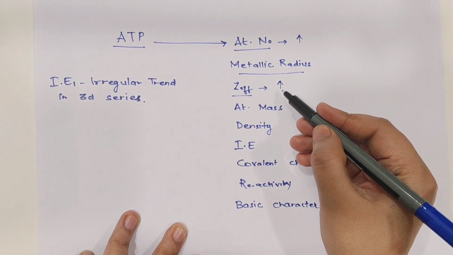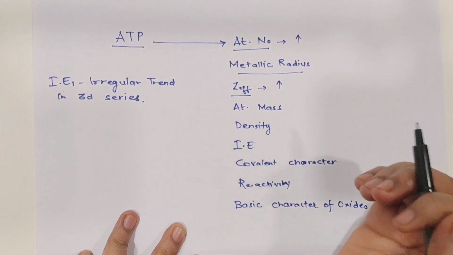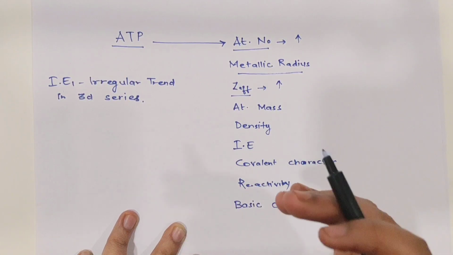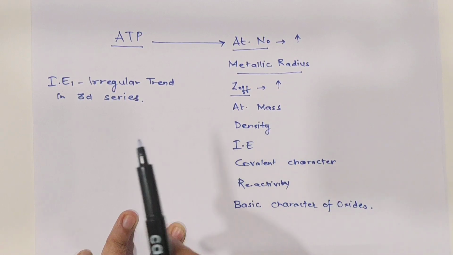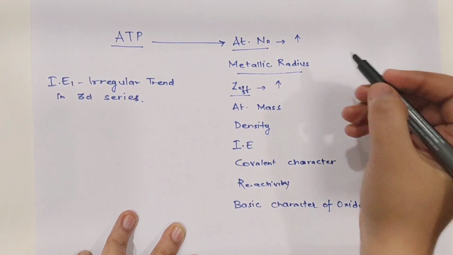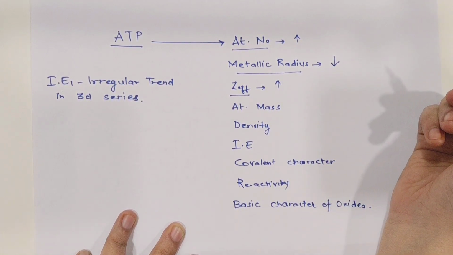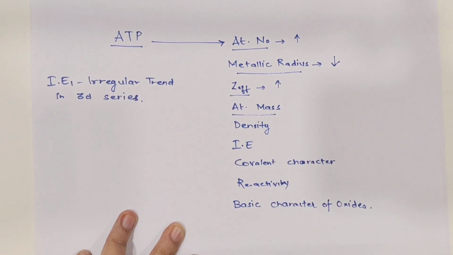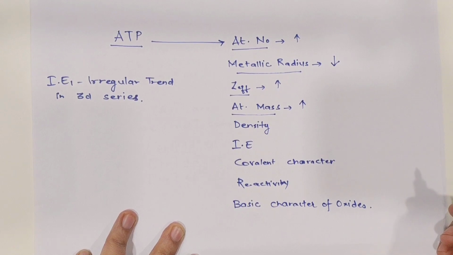Now, since the effective nuclear charge increases, the nucleus is going to pull the electrons towards itself. That would result in shrinking of the atomic radius as we move from left to right. So that is what happens. Metallic radius decreases as we move left to right. Atomic mass, obviously, is going to increase because as we go left to right, the number of protons is increasing, right?